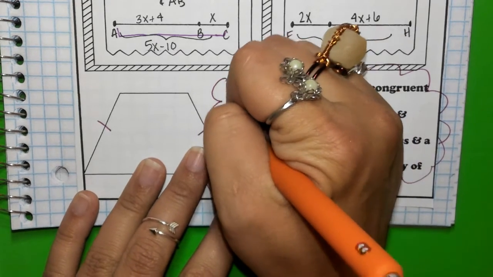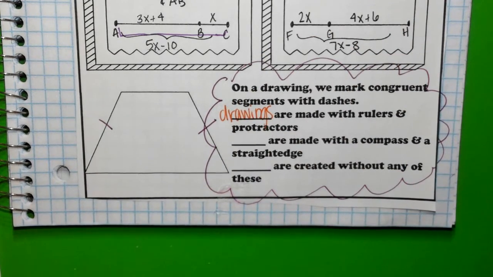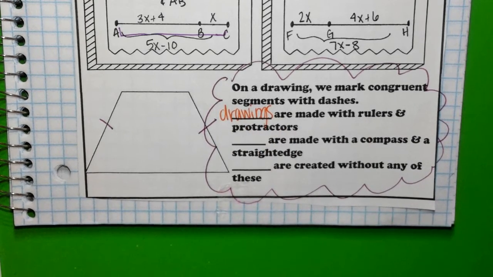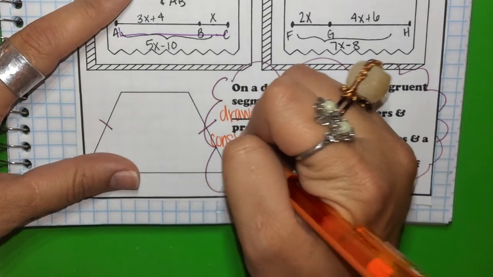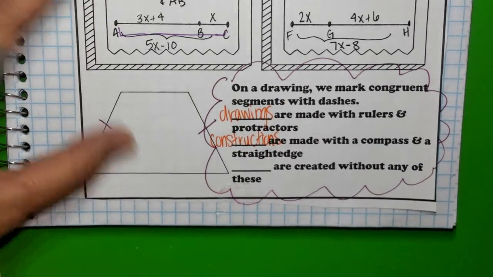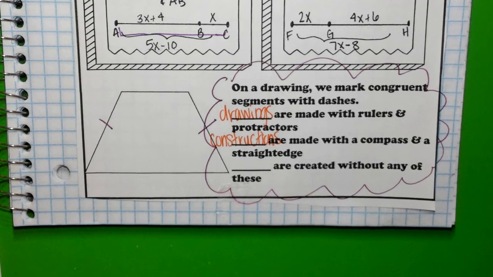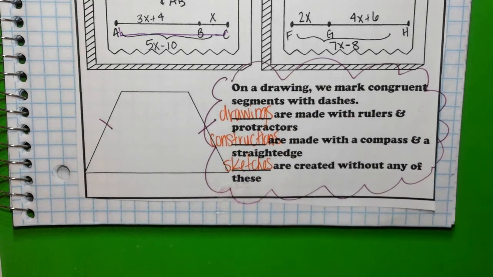Now, drawings, do not just glue them anywhere. Page 3, behind page 2. So drawings are made with rulers and protractors. Constructions are made with compass and a straight edge. And a compass is like a, well, we're not going to really use them because they're real sharp and pointy, and I don't want you to stab people with them. And sketches are made without any of these.